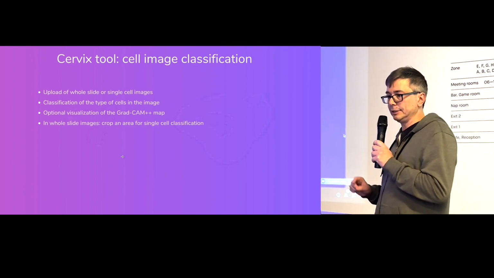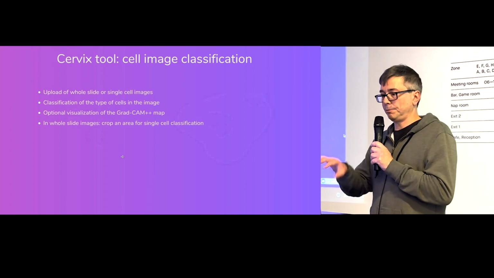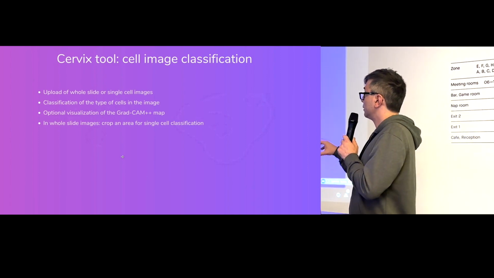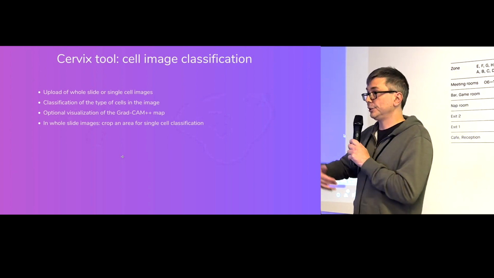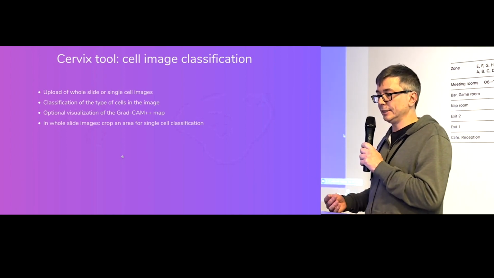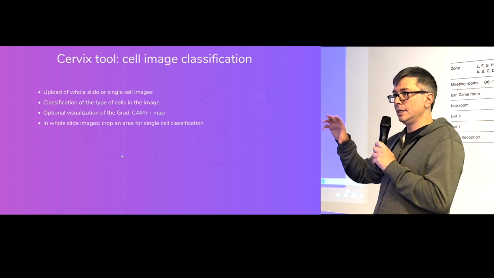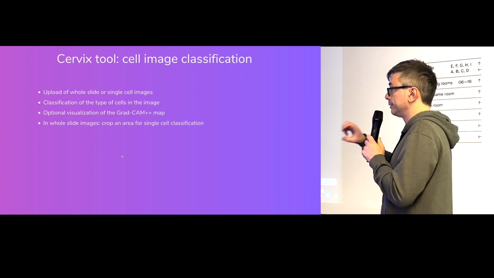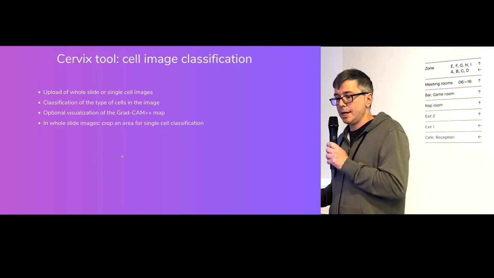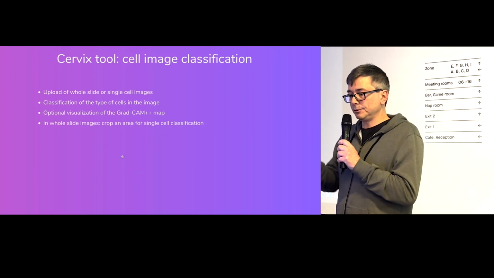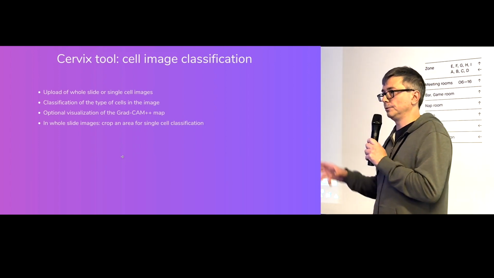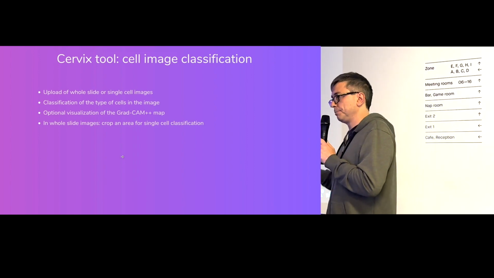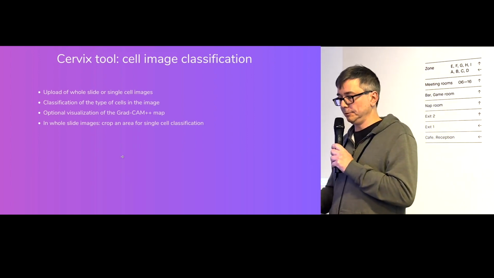Now, how we implemented this in our tool. It's possible to upload images of either whole slides or single cells. After the upload, you get the classification of the type of cell. Optionally, you can also visualize the GradCam++ map over it to see which regions are more important. We also wanted the possibility to select areas, to select single cells from the whole slide images, to get a better prediction of the individual cells.